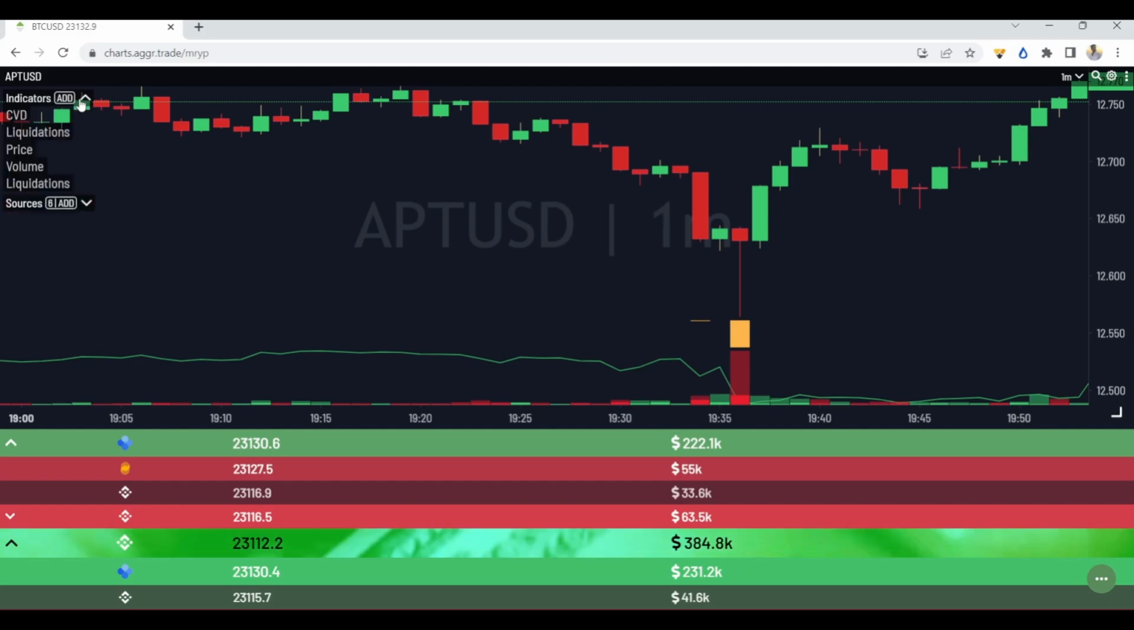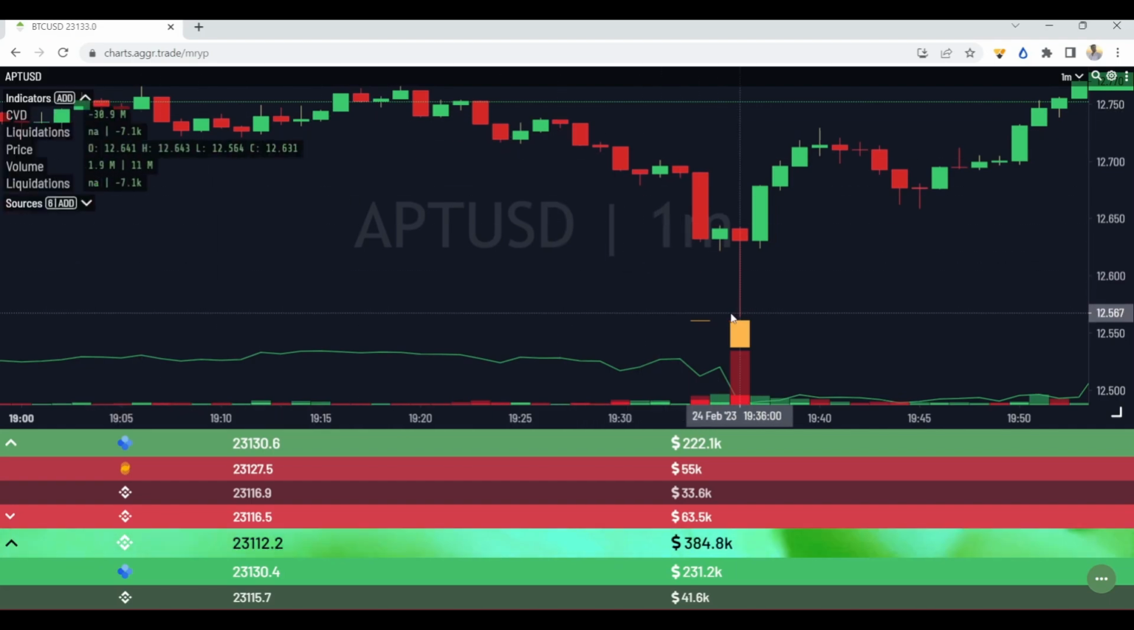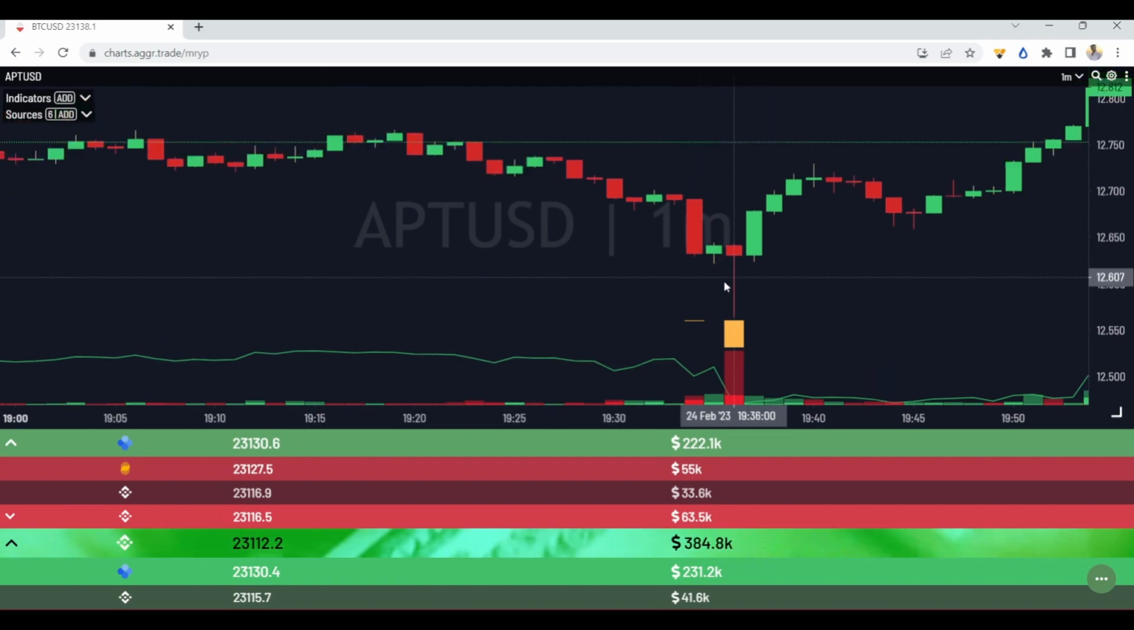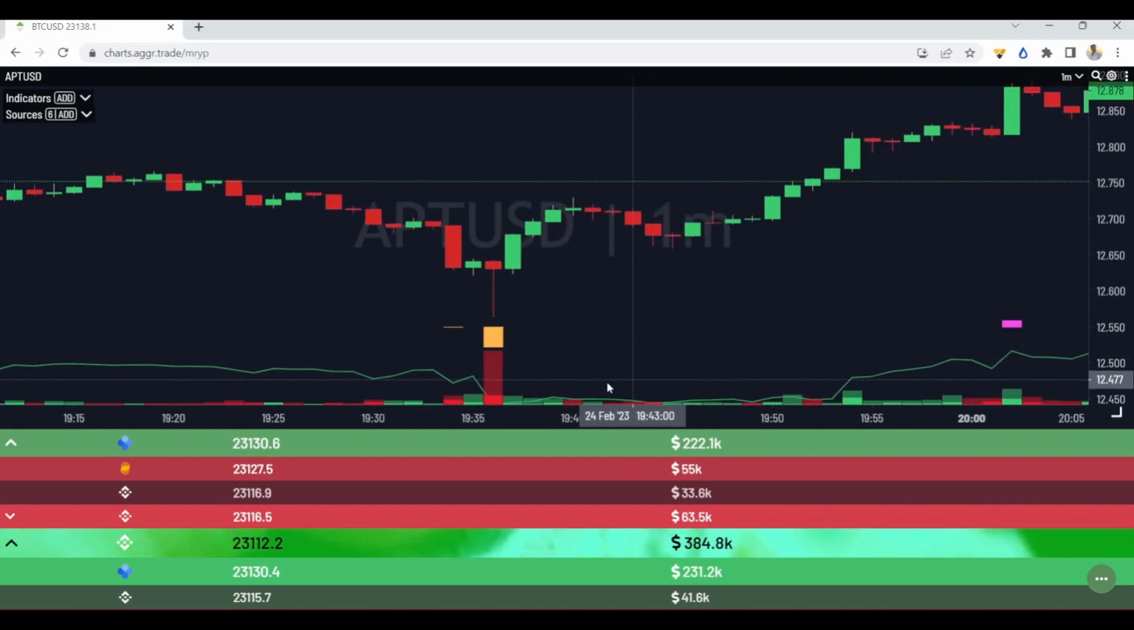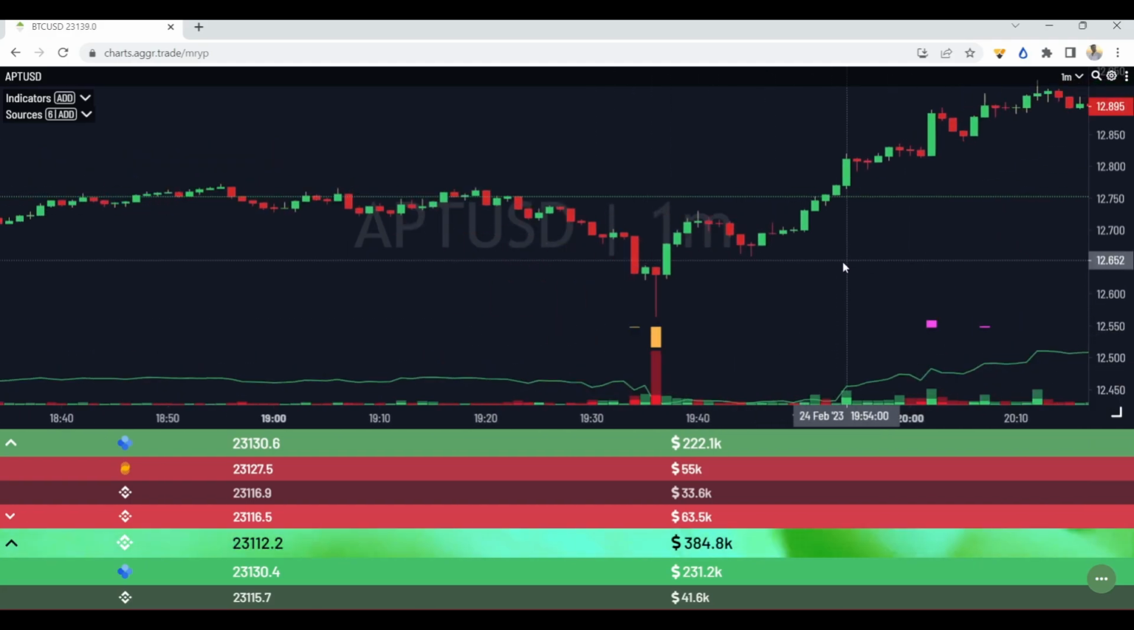Also, the amount of liquidations was 7,000, which isn't a lot, but it is a sign of a potential market reversal and exhaustion. And then after that, we began to see CVD pick up and some buying volume coming in.